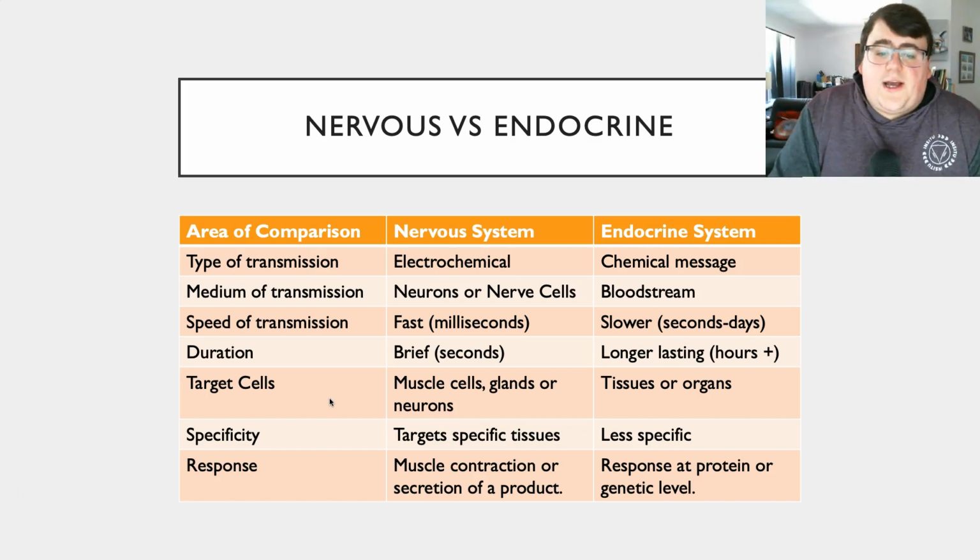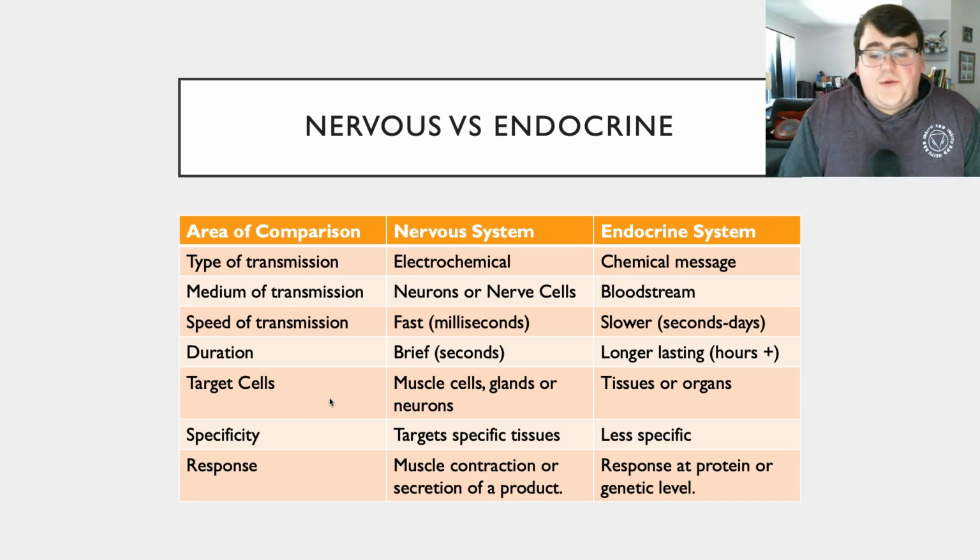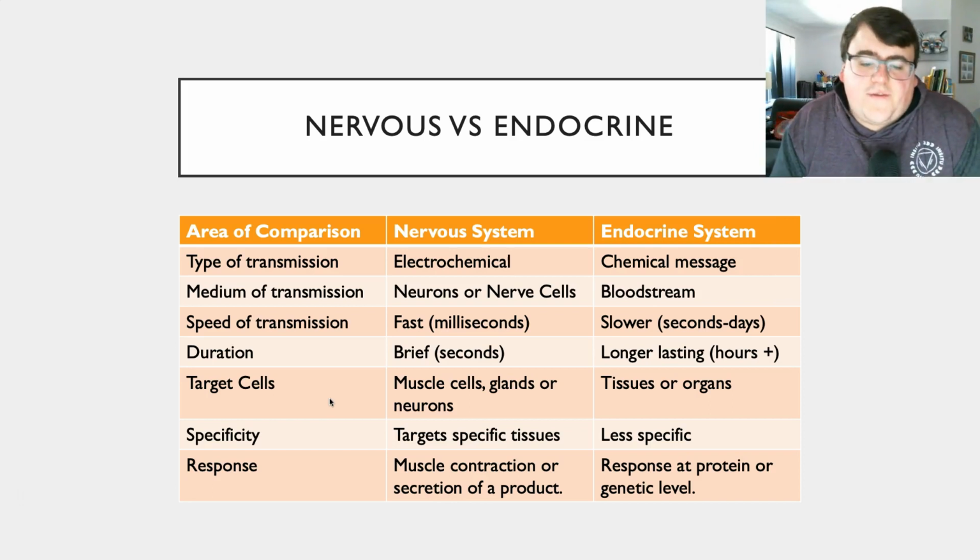The nervous system will target muscles, cells, glands, or neurons, where the endocrine system will target tissues or organs. The nervous system will target very specific sections of tissue, whereas the endocrine system will target less specific tissues, just the ones that are in that area. The response from the nervous system is generally muscle contractions or secretion of a product, whereas the endocrine system will respond at the protein or genetic level.